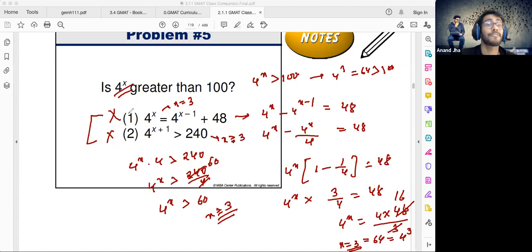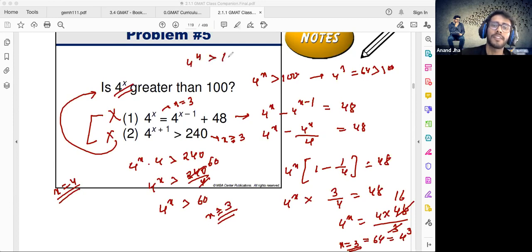That means the first statement won't give me the answer. The second statement may give. Getting everyone? The second statement may give because the second statement says x greater than or equal to 3. I can take x equals to 4. Then 4 power 4, 256, is greater than 100. But statement 1 won't give me because statement 1 will give me x equals to 3. So 4 power 3 is 64, which is not greater than 100.